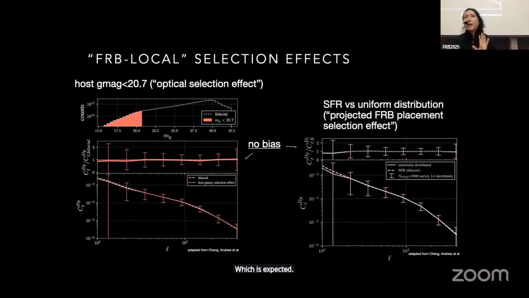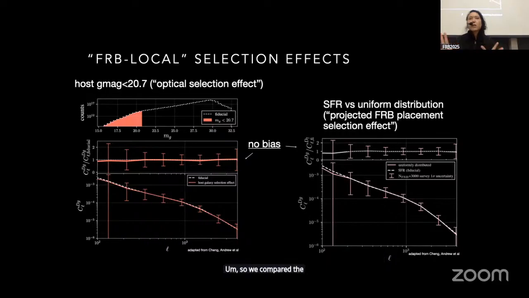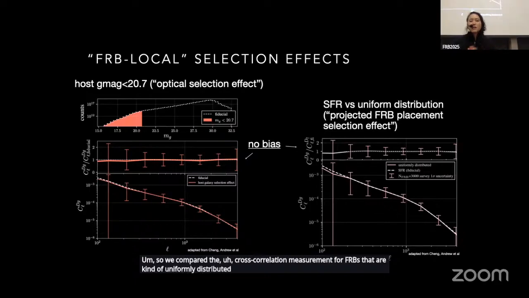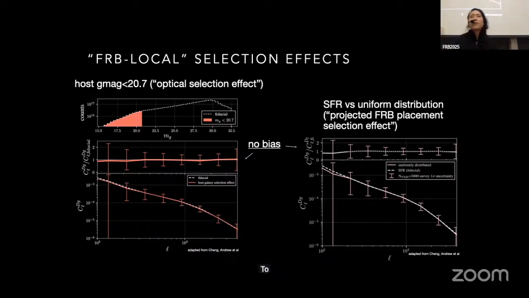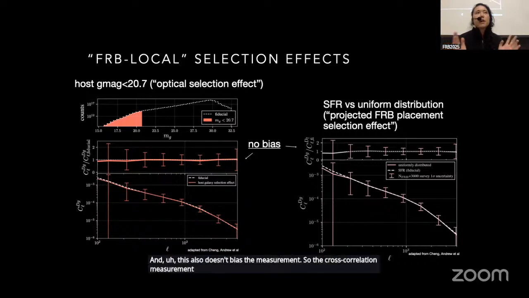We also played around with the spatial placement of our FRBs on the sky. We compared the cross-correlation measurement for FRBs that are uniformly distributed over the sky to FRBs that preferentially traced galaxies with high star formation rates. And this also doesn't bias the measurement. So the cross-correlation measurement is really insensitive to the underlying FRB population that is measured.